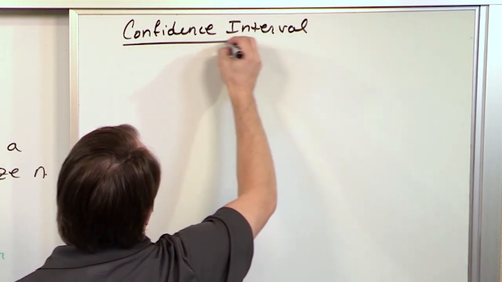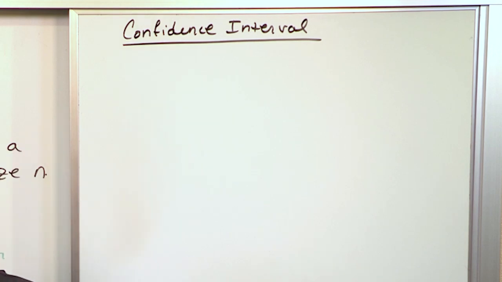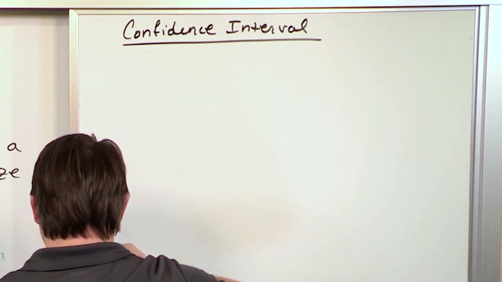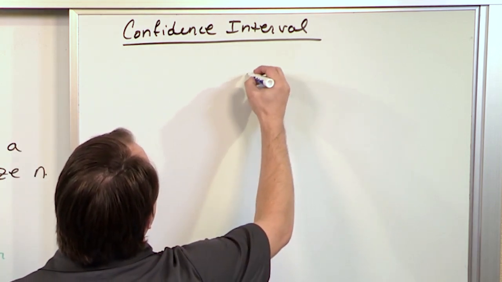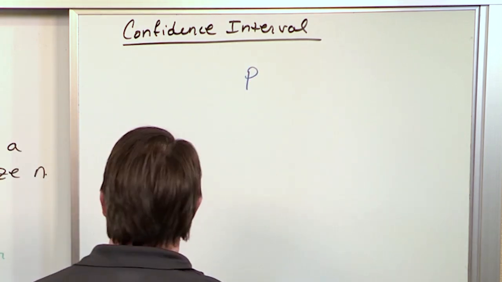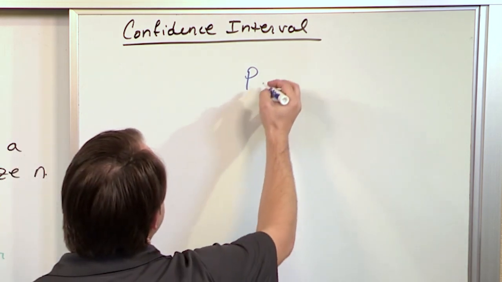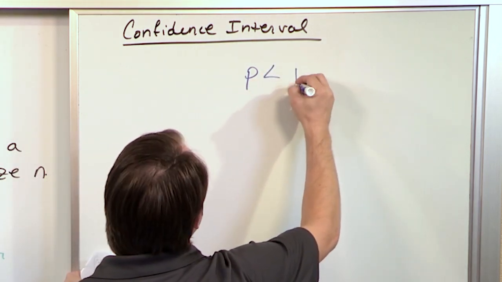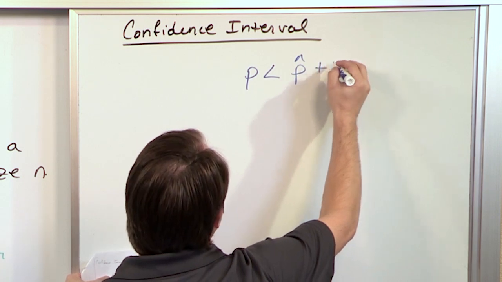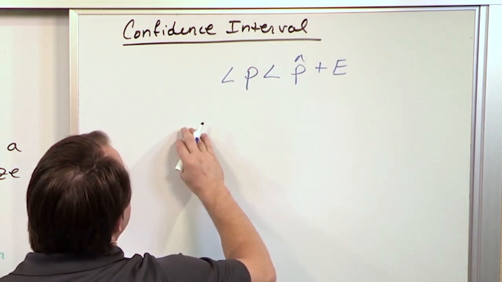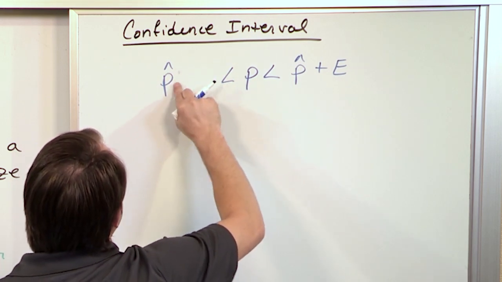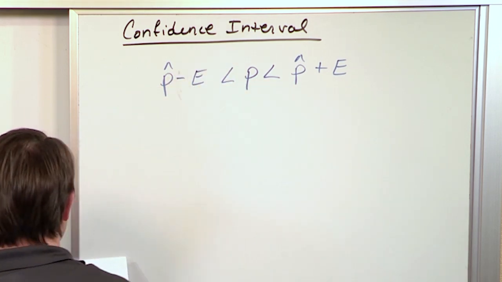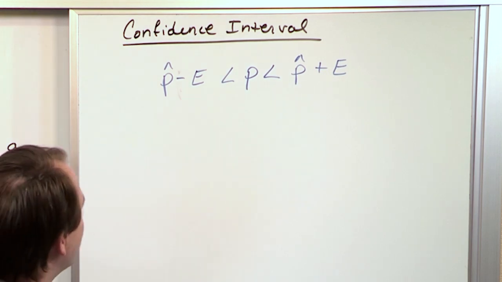And this is the confidence interval for proportions. What it is, you start in the middle with your population proportion, and you say that your population proportion has to be less than your sample proportion plus the margin of error, and greater than your sample proportion minus your margin of error.